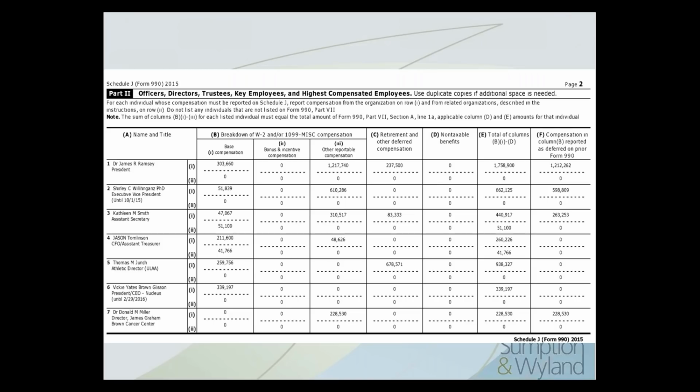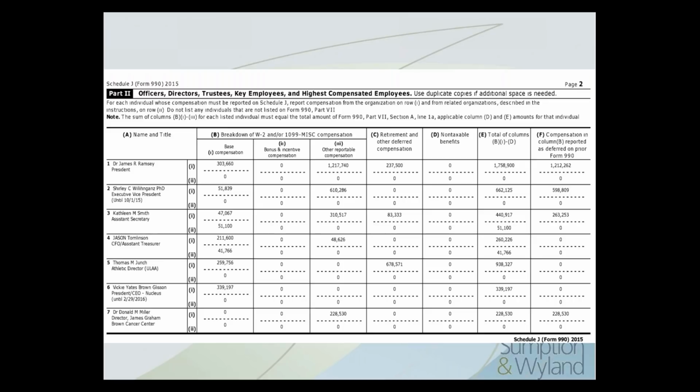This is Schedule J that was referred to a minute ago. For every individual making more than $150,000 a year, we have to report in a little bit more detail where that money is coming from.